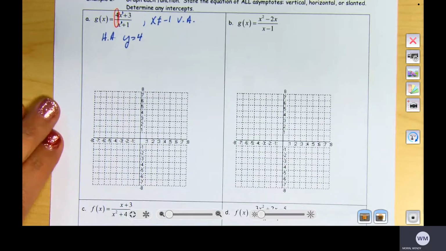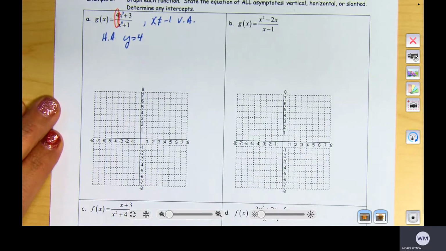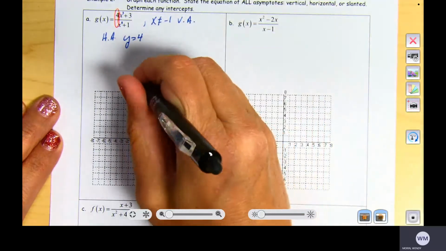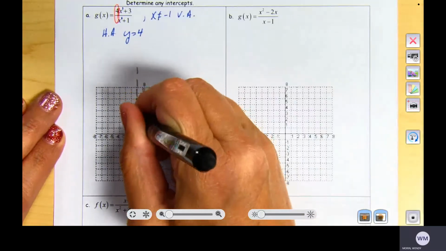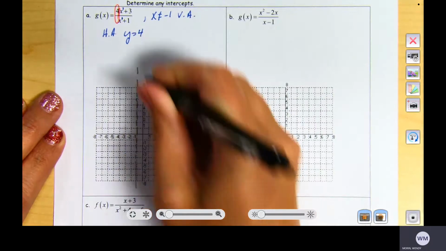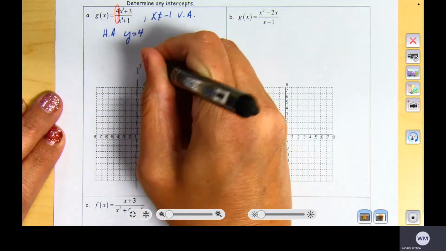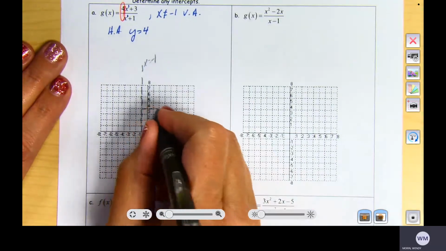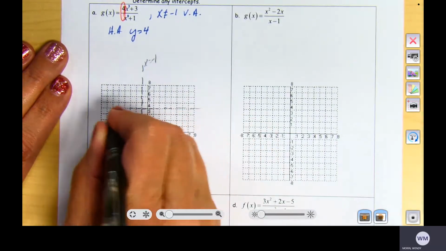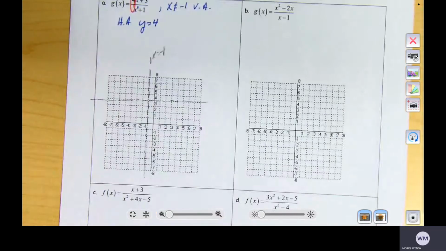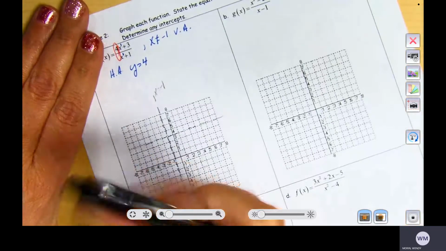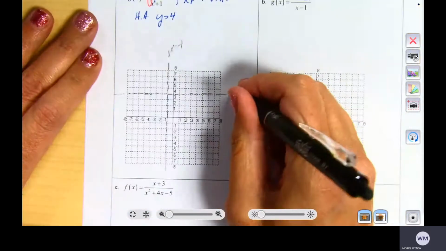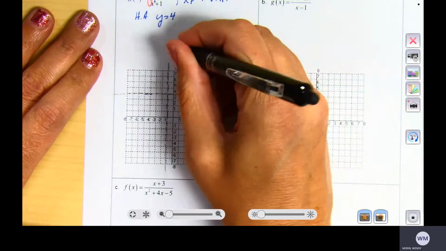We have a vertical asymptote, and again, a vertical asymptote is just a guide at x equals -1. All right, horizontal asymptote at y equals 4. And again, this is just a guide. This is telling you that the graph is never going to get to that spot. The function is undefined at y equals 4 and at x equals -1.